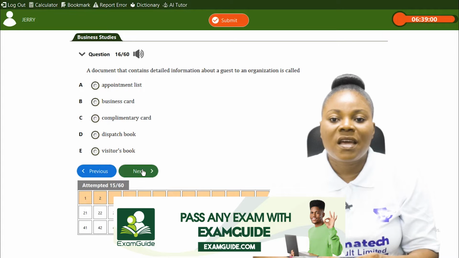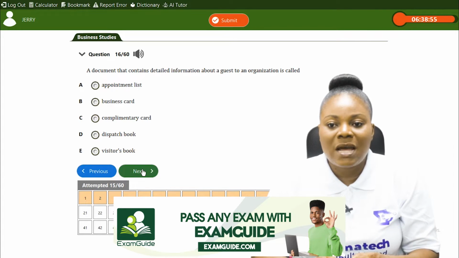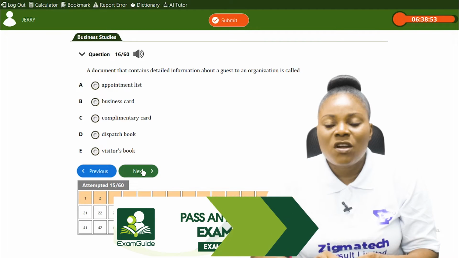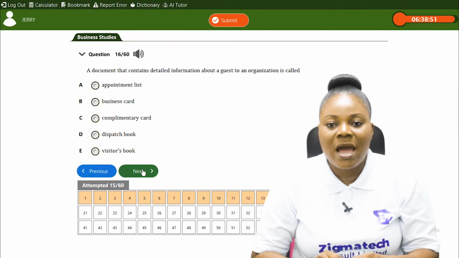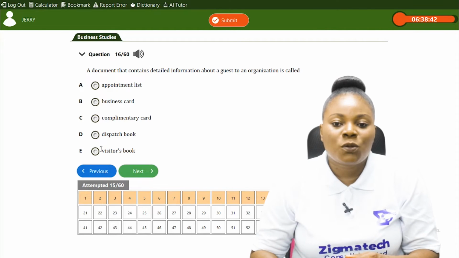Question 16 says, a document that contains detailed information about a guest to an organization is called dash. A, appointment list. We have the business card, complimentary card, dispatch book, and the visitor's book. The correct answer is option E, the visitor's book.